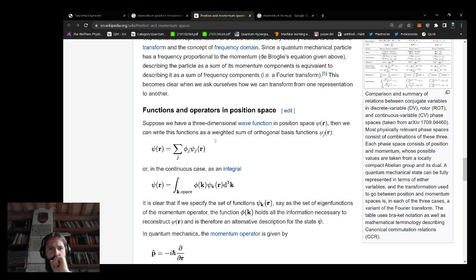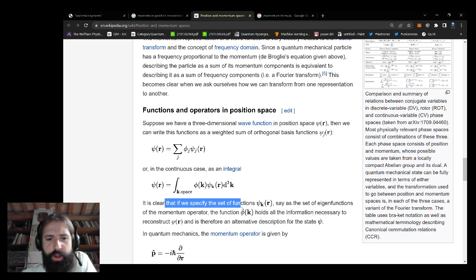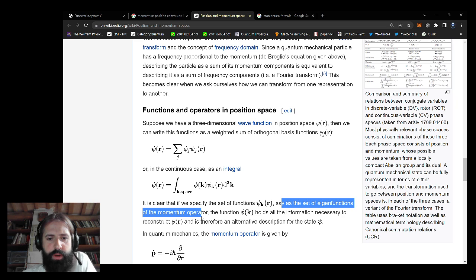As an integral, so suppose we have a three-dimensional wave function in position space. Then we can write this function as a weighted sum of orthogonal basis functions. It is clear that if we specify the set of functions psi k, say, as the set of eigenfunctions of the momentum operator, the function holds all the information necessary to reconstruct psi r.